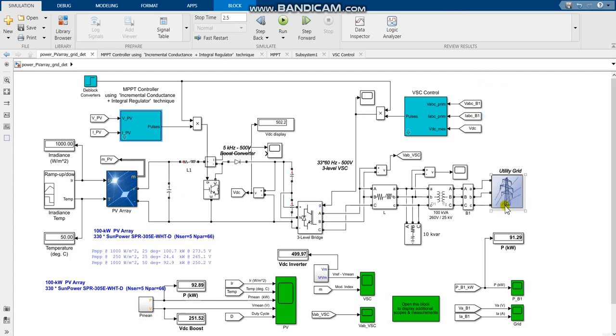So that was part 1 of this analysis. In part 2, I'll be going over the grid-tied inverter connected to the utility grid as well as the VSD control.